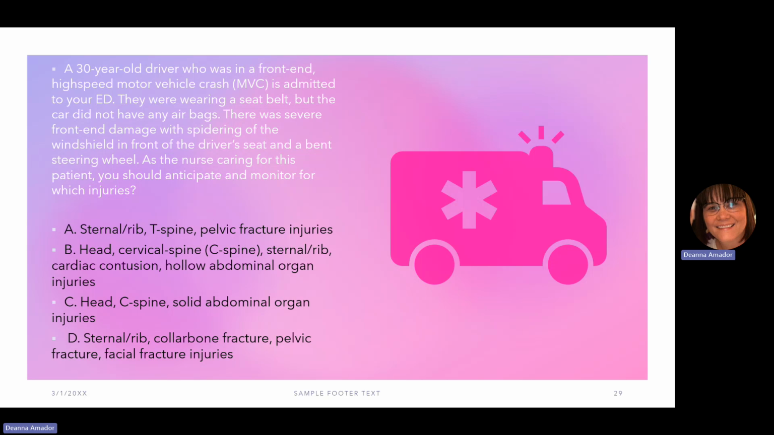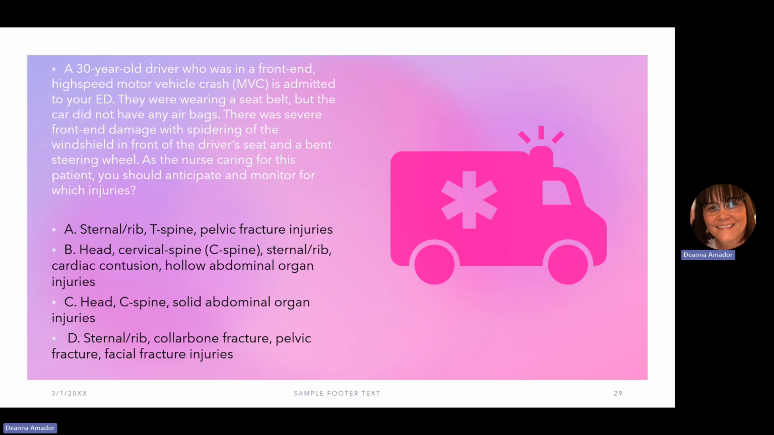So the answer would be B, the head and cervical spine. Sternal and rib fractures would be expected due to the force of the impact the patient's body had with the steering wheel, and the force was great enough to bend the steering wheel, making there be a very high index of suspicion for a sternal fracture and rib fractures. And then it says, with such a high force chest wall injury, a cardiac contusion must also be suspected, and the patient will need to be monitored for cardiac dysrhythmias.